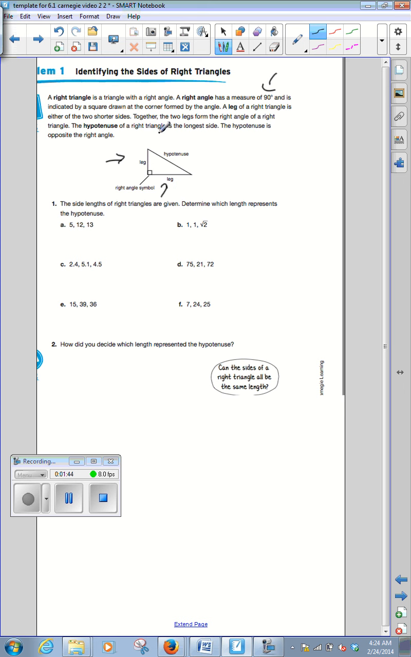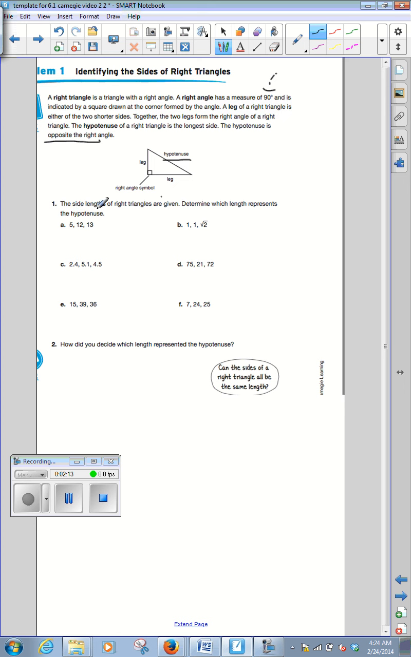And the hypotenuse of a right triangle is the longest side. So the hypotenuse right there is the longest side of the right triangle, and it's opposite the right angle. And this is true for every single right triangle. You always have the two shorter legs on either side of the right angle, and then you always have the hypotenuse, which is the longest side opposite of the right angle.